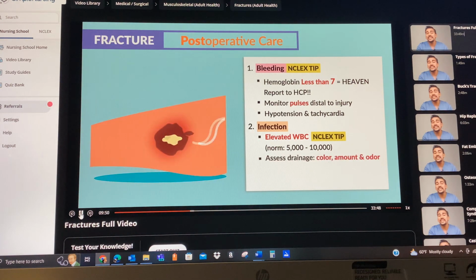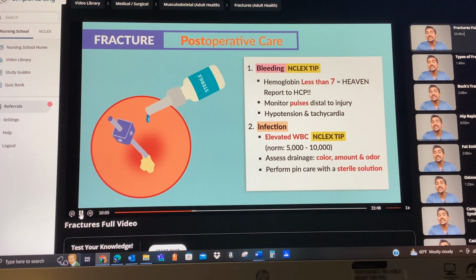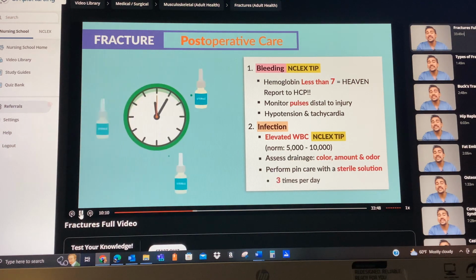So we always assess the drainage of the surgical site. Look for color, amount, and odor. And if the client has pins, then we assess the pins for that same thing and also look at the suction of a wound device if used. And lastly, speaking of pins, we always perform pin care with a sterile solution at least 3 times per day.